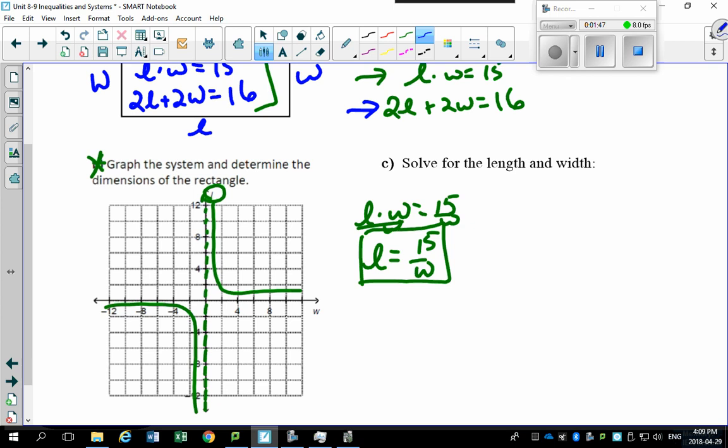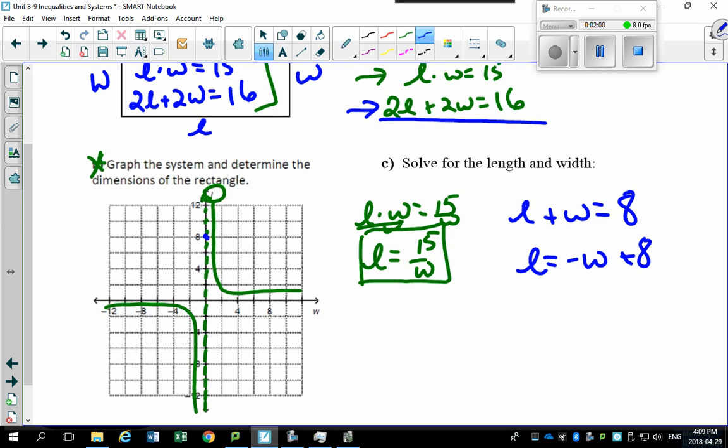Do the same thing to this guy. Look at this. You can actually divide the whole thing by 2. This gives you length plus width equals 8. Solve again for length. So you got minus W plus 8. So 8 way up here, minus W means down 1 over 1. You're going to get something that kind of looks like that. So you're going to actually have 2 intersects here and there.